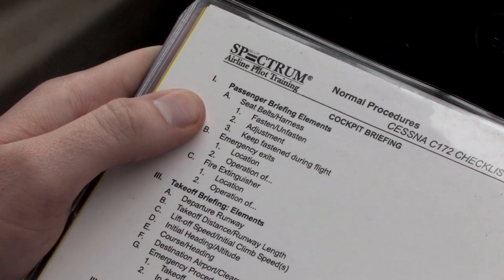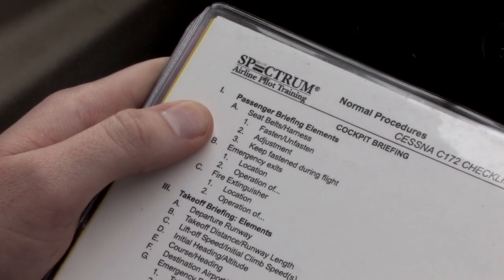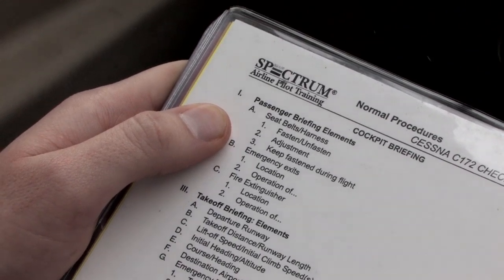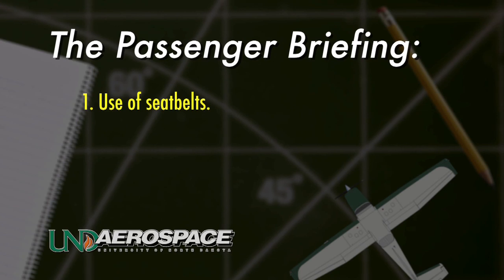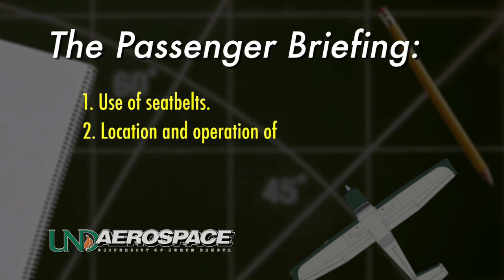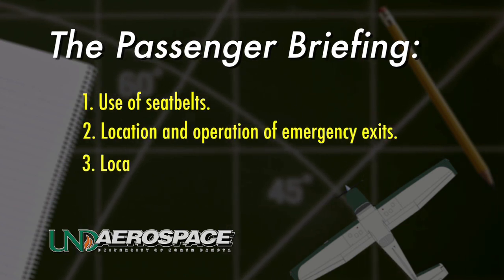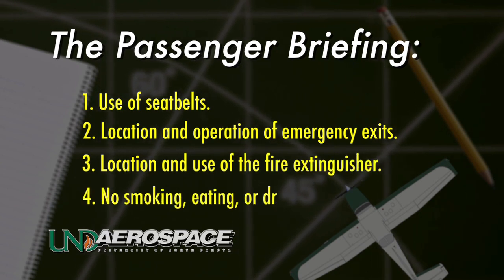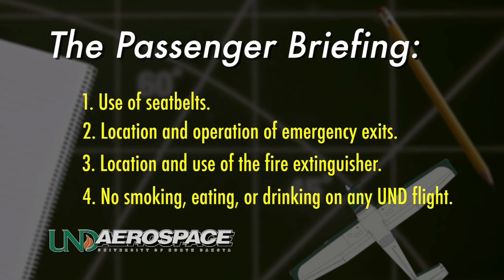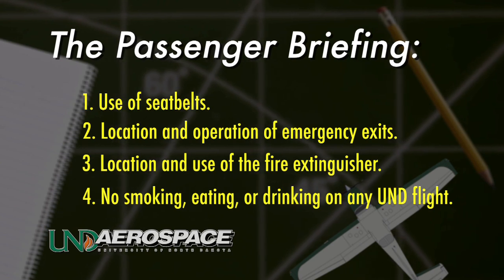The Cessna 172 Standardization Manual outlines the following items as mandatory for the passenger briefing: use of seat belts and shoulder harnesses, location and operation of emergency exits, location and use of the fire extinguisher, and a reminder that there is no smoking, eating, or drinking on any UND flight.